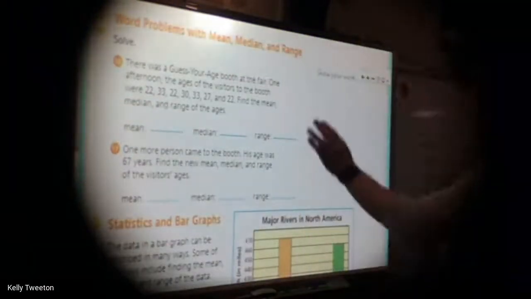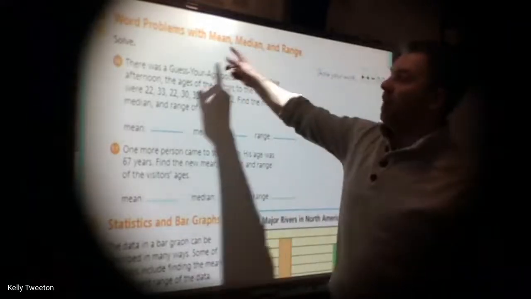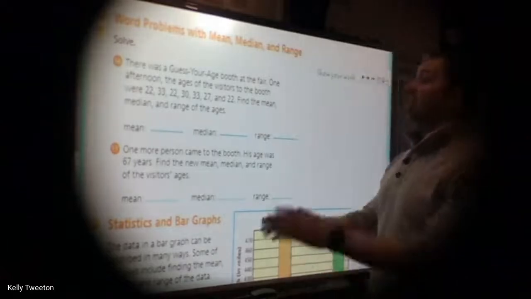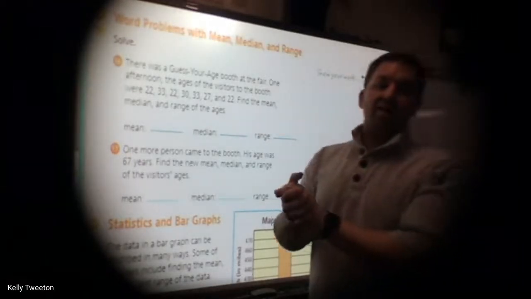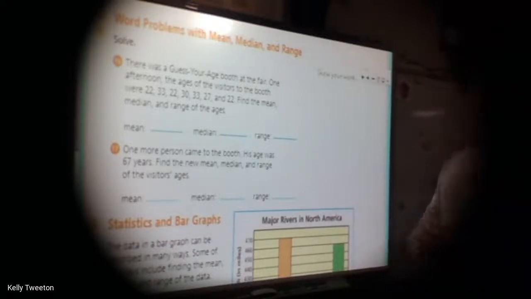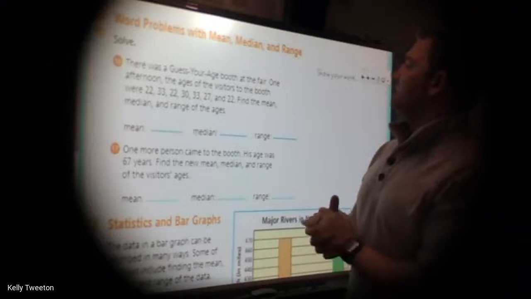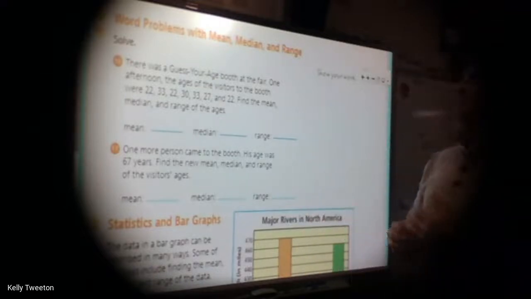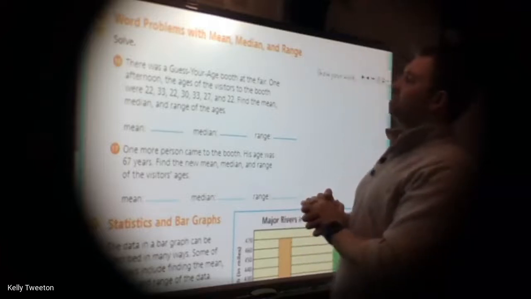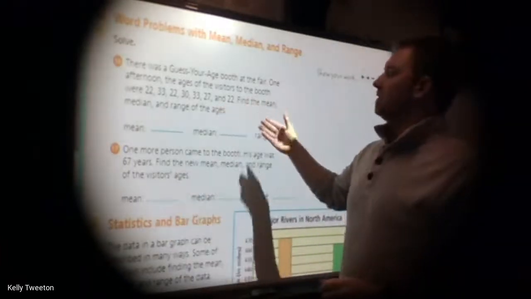Now, exactly what I was talking about. Now you're going to do the mean, the median, and the range all in one question. Pretty easy, though. Let's first start by reading the question, then taking the numbers, and we're going to list them from least to greatest to start. There was a guess your age booth at the fair. One afternoon, the ages of the visitors to the booth were 22, 33, 22, 20, 33, 27, and 22. It says find the mean, median, and range of the ages.